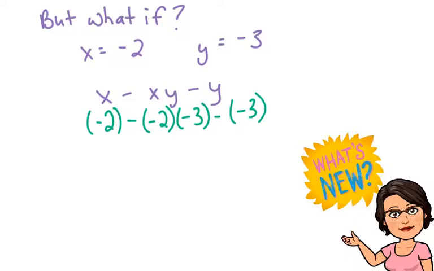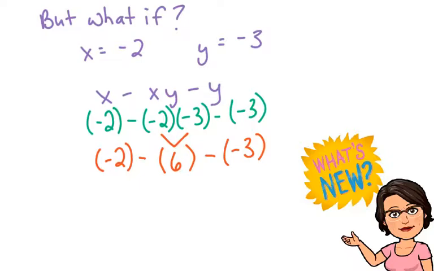First, you should have done negative 2 times negative 3. A negative times a negative is a positive, so that's positive 6. Then we still have the rest of our problem, negative 2 minus positive 6 minus negative 3. Now we're subtracting all the way across, but we have negative numbers. Do we really want to subtract?